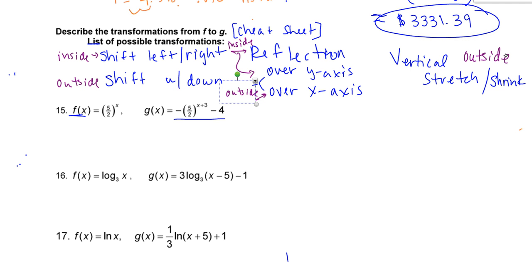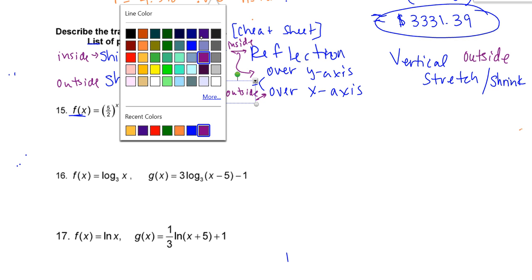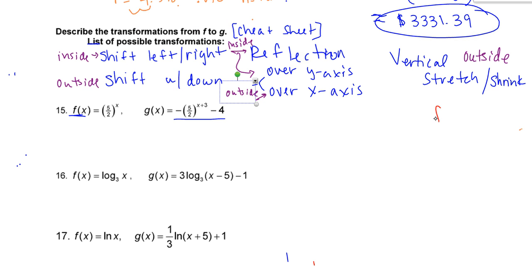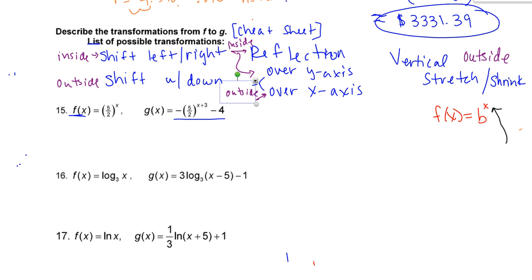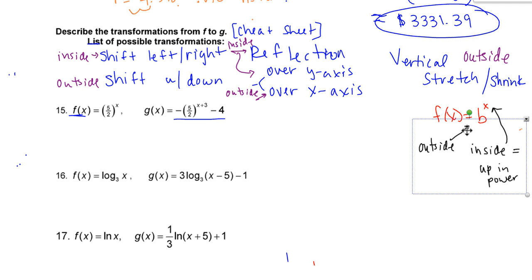So when looking at these log functions and the exponential functions, if you have an f of x equals some b to some power x, inside is up in the power. And then outside obviously is just out in front or at the end. So inside, that's the key one, is that it's got to happen up in that power.